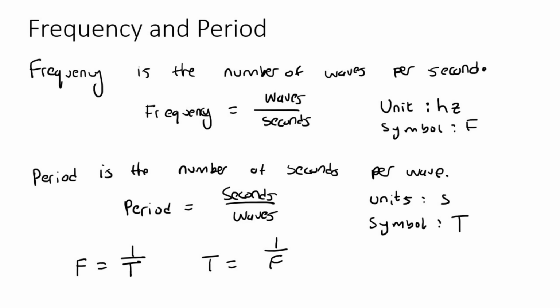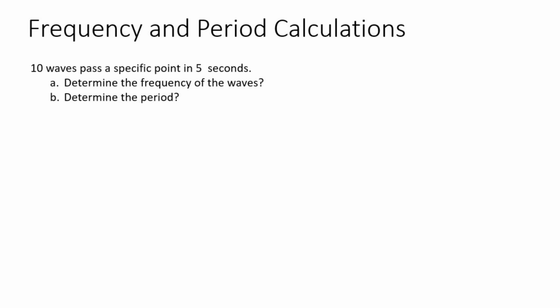And then after that, I'm going to show you the formula V equals F times lambda, and that's where we'll end off our lesson. So let's quickly go do some calculations now with frequency and period. So here's our first one.